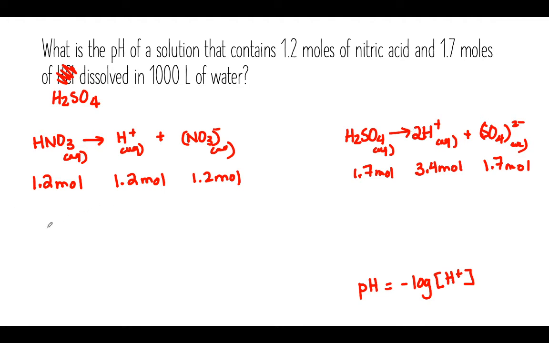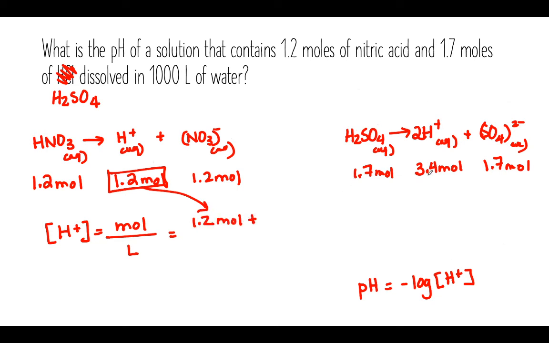Now, remember that my concentration of H+ is equal to moles divided by total volume, right? So I need to figure out the moles divided by the total volume of solution. Now there are 2 sources of H+, so I have to add those 2 up together. So I've got 1.2 moles plus, again, 3.4, all divided by the total volume, which is 1,000 liters.